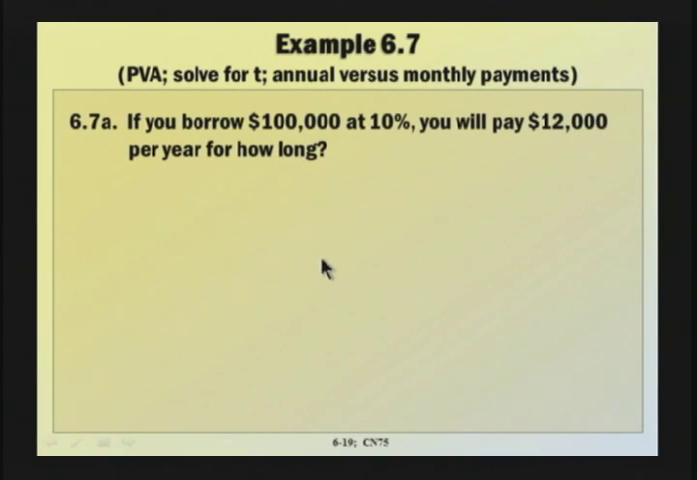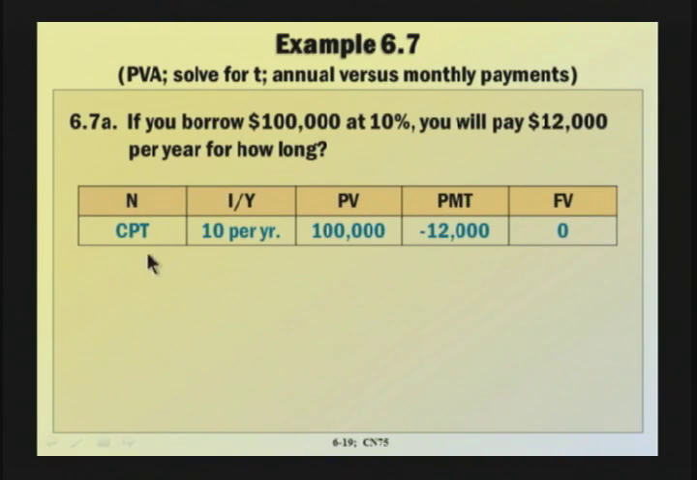Now let's look at how long it takes to repay a loan. In this case, I borrow $100,000 at 10% interest, and then I just made up a nice, neat annual payment of $12,000 per year to illustrate what happens, and then later we'll convert that to a monthly payment to compare. So how long will you pay $12,000 per year in order to pay off a $100,000 loan if you're charged 10%? Well, in this case, everything is annual. I put in the annual interest rate of 10%. I put in the $12,000 annual payment.